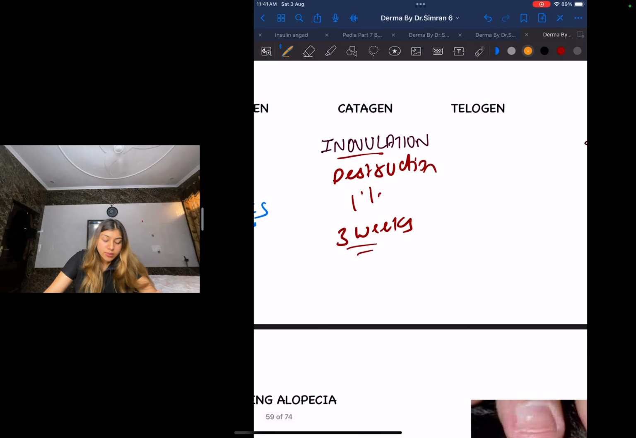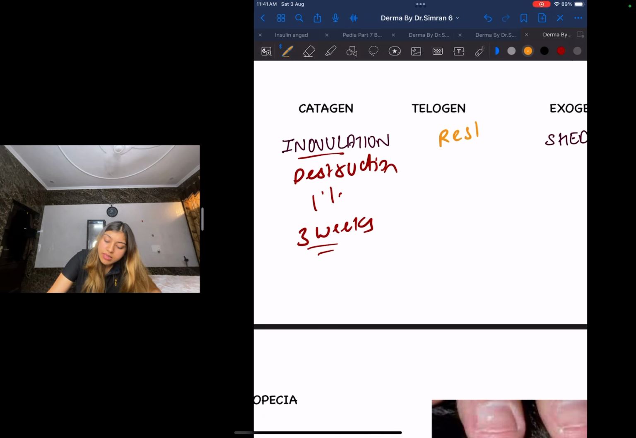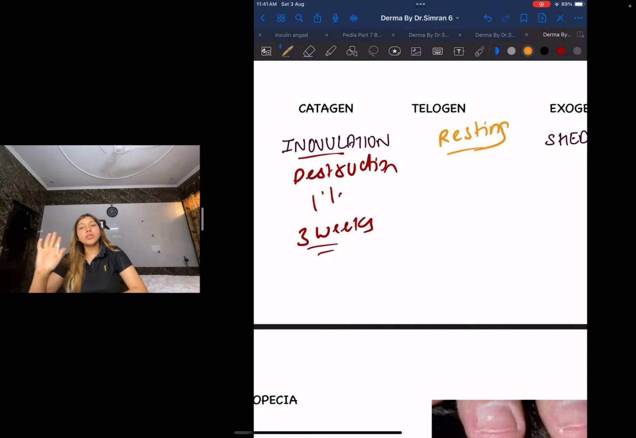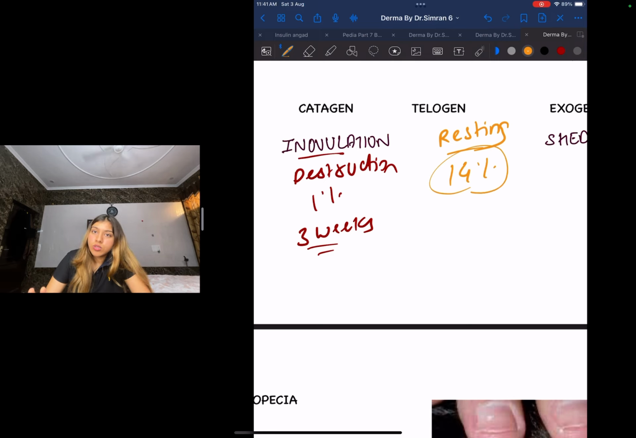Telogen, guys, telogen is basically a resting phase. For telogen, just remember it like you're watching TV and you're chilling. T for TV, T for telogen, resting phase. About 14% of your hair cycle is in telogen phase. And for how long? This is also important. It is going to be for 3 months.